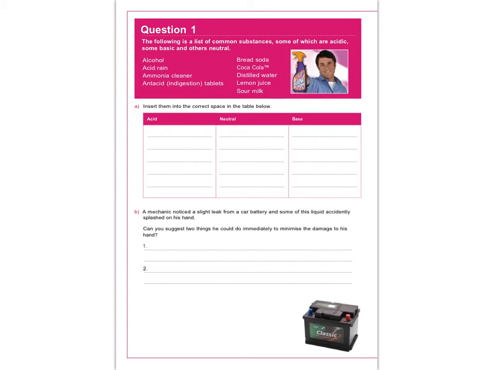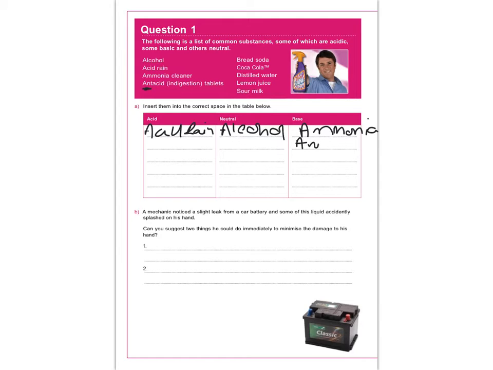Okay, so in the first question, they're asking you to go through a list and identify whether they're neutral, basic or acidic. So if we have a look at the first one, guys, alcohol is actually considered neutral. Acid rain, the hint is in the name, would be an acid. Ammonia cleaner is a base. So ammonia would be a really, really strong cleaner. Antacid, so indigestion tablets, so it's anti-acid. There's your hint in the name. It's working against an acid, so it must be a base.